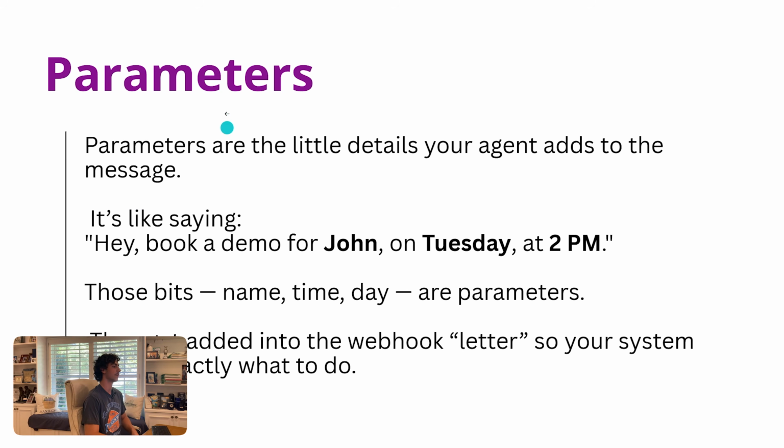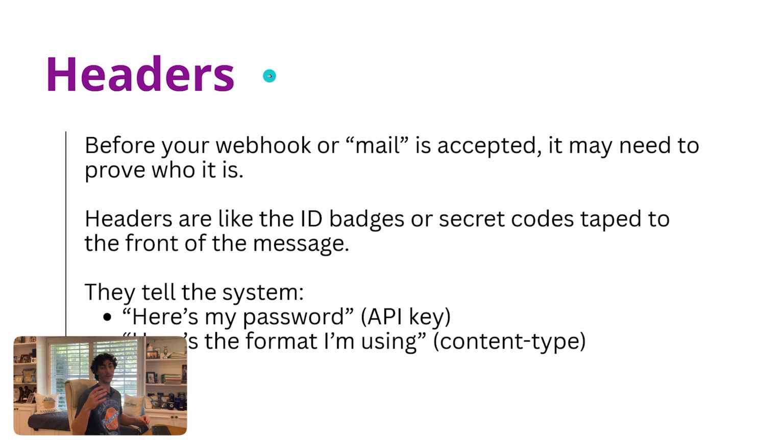Next are parameters, and these are the little details, like I mentioned, your agent adds to the message. So it's like saying, hey, book a demo for John on Tuesday at 2 p.m. Those bits, the name, time, and day, are parameters. And they get added into the webhook letter, so your system knows exactly what to do, and it has all the information it needs. And headers, which you may or may not run into initially, but I'm sure if you do this long enough, you'll run into headers. And so this is before your webhook or mail is accepted.